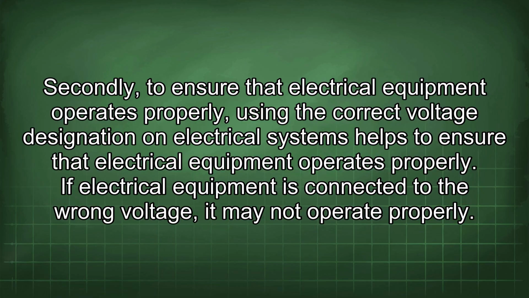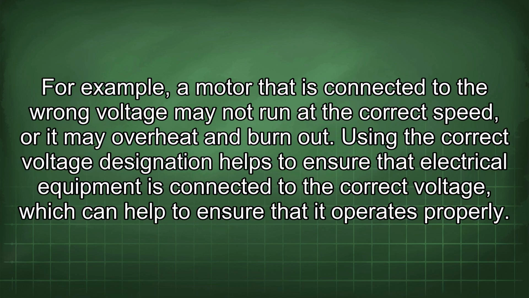Secondly, to ensure that electrical equipment operates properly, using the correct voltage designation helps to ensure that electrical equipment operates properly. If electrical equipment is connected to the wrong voltage, it may not operate properly. For example, a motor that is connected to the wrong voltage may not run at the correct speed, or it may overheat and burn out. Using the correct voltage designation helps to ensure that electrical equipment is connected to the correct voltage, which can help to ensure that it operates properly.